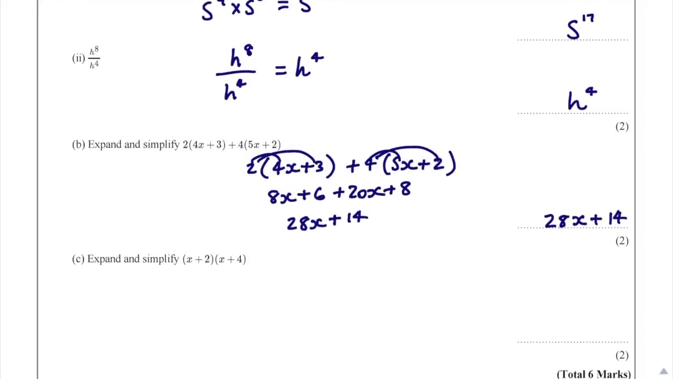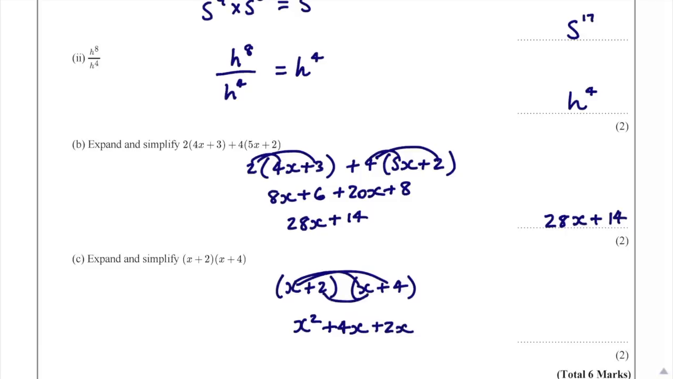Part C says expand and simplify x plus 2 all multiplied by x plus 4. Okay, because we're multiplying 2 x terms, we're going to end up with a quadratic equation. So we're going to have x times x, which is x squared, x times 4, which is plus 4x, plus 2 times x, which is plus 2x, plus 2 times 4, which is plus 8. Simplify the x terms, we get x squared plus 6x plus 8.